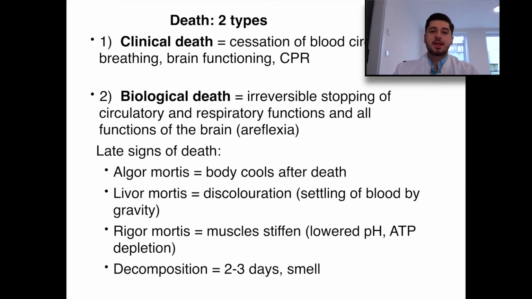So we have late signs of death, which is algor mortis, which means the body cools after death, which is obvious. We have livor mortis, a discoloration, you get pale skin, which is caused by gravity, the blood goes where the body lies. Rigor mortis is muscle stiffening. And we have decomposition, which is after 2 to 3 days, with a bad smell.